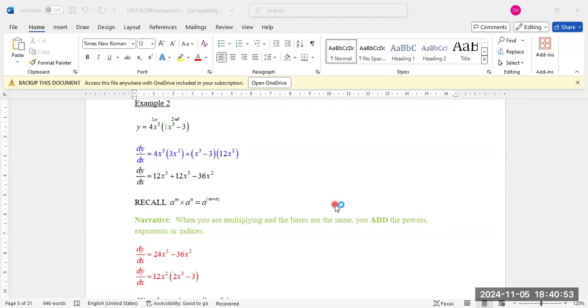Number two. Y is equal to 4x cubed times x cubed minus 3. I'm looking at it and I'm saying, okay, fine. I need to decide which rule I'm going to use, because the question is not going to say, by using the power rule or by using the quotient rule. No. You've got to decide which one or ones to use.